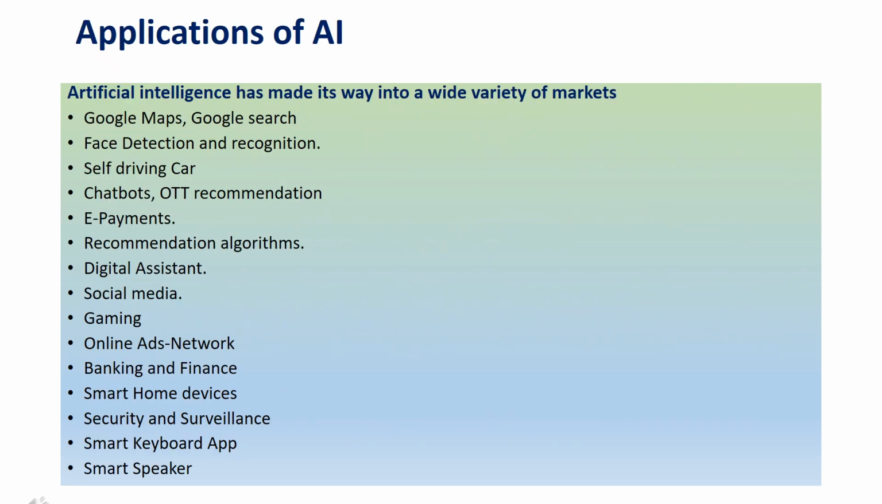Applications of AI. So artificial intelligence has made its way into a wide variety of markets. Now we see the areas in the market where we are using artificial intelligence. तो हमारा पहला ये हो गया, गूगल मैप हो गया, गूगल सर्च हो गया, देन फेस डिटेक्शन एंड रिकग्निशन हो गया, आपके मोबाइल फ़ोन में भी face detection and recognition software has been there.